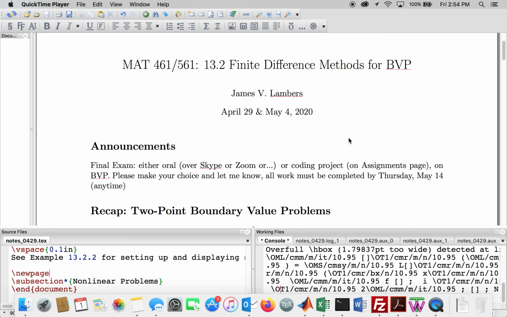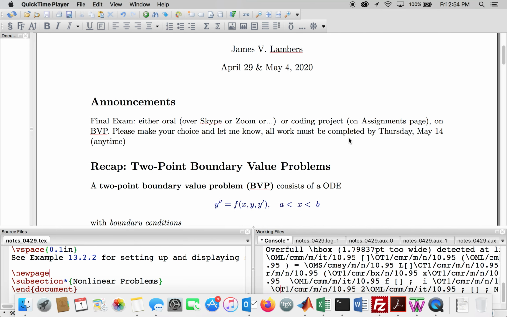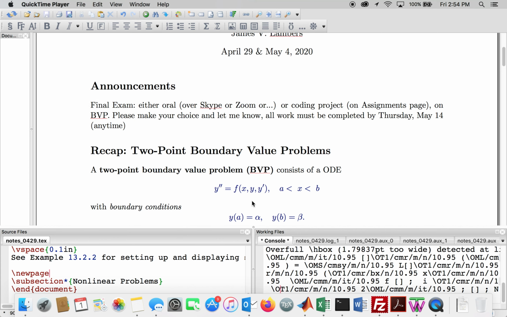Okay, we're at the very, very last topic. Finite difference methods for two-point boundary value problems. After covering linear problems last time, today I'll talk about nonlinear problems. So, as a quick refresher, this is the boundary value problem that we're solving.